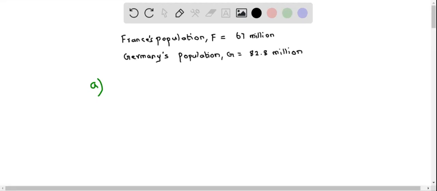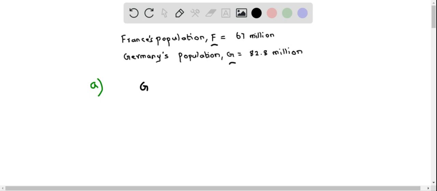We are given France's population equals 67 million. So I'm denoting France population by F. So F equals 67 million. And Germany's population I denote by G. And this G equals 82.8 million. And in part A, we have to answer Germany's population is how many times France's population.